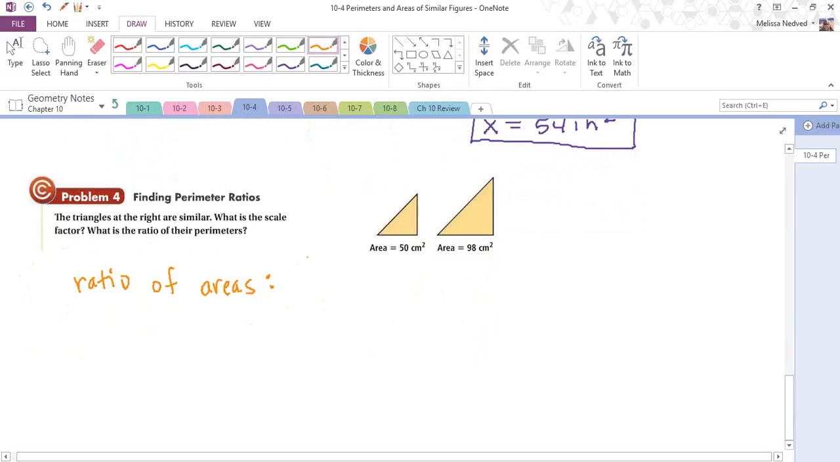So the ratio of our areas is 50 is the area of my small triangle, over 98 is the area of my large triangle. And I'm going to go ahead and reduce that, and I can divide both by 2, which gives me 25 over 49. So that's the ratio of my area.